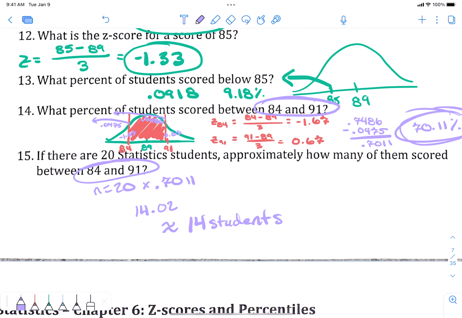They're asking specifically for how many students that is. Specifically, how many students is that? Good? Okay.